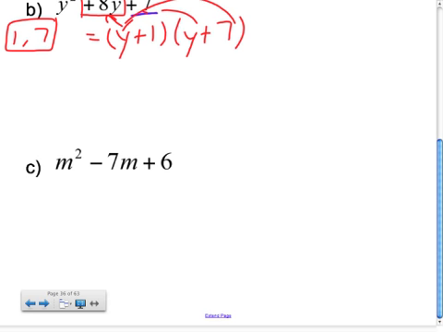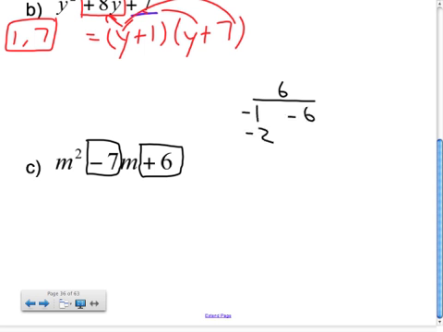All right, and then third example here, again, product is positive 6, sum is negative 7. This is probably one where you're going to want to write them all out. Remember, if your product is positive and your sum is negative, then both numbers have to be negative. So you have negative 1, negative 6, negative 2, negative 3. Those are the only two options.